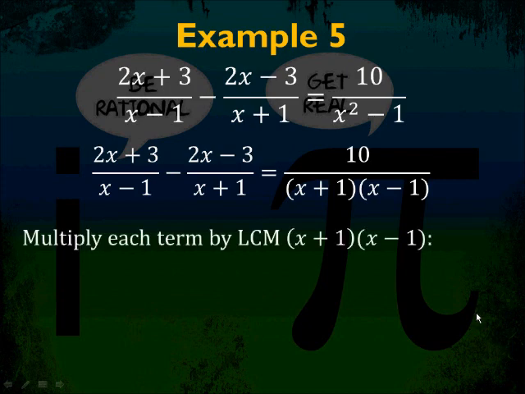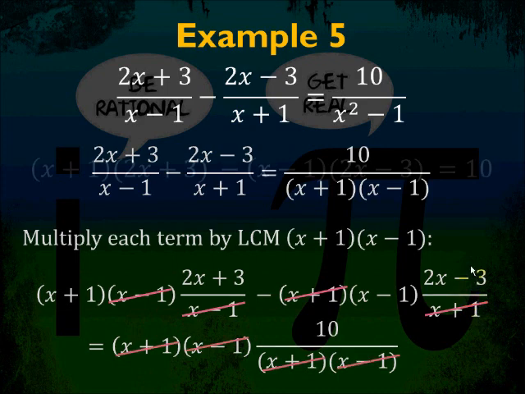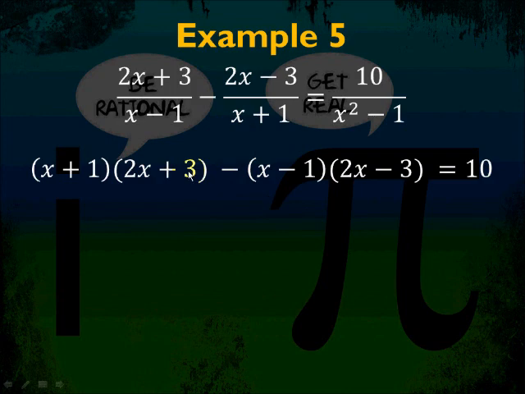So if we multiply both sides by x plus 1 and x minus 1, you get this. Again, things cancel out nicely. Your goal, obviously, again, is to get rid of the denominators. The x plus 1's cancel out there, and both cancel out on the right side. If you put this all together, you get x plus 1 times 2x plus 3 minus x minus 1 times 2x minus 3, all equal to 10.